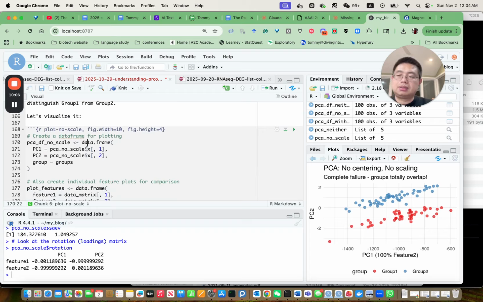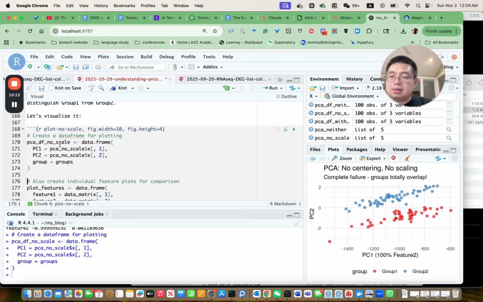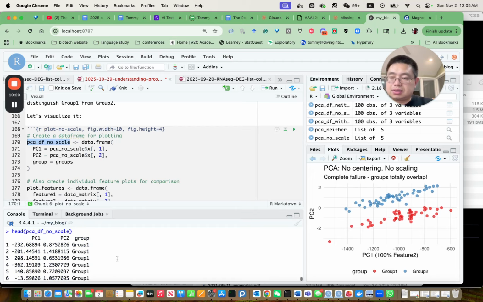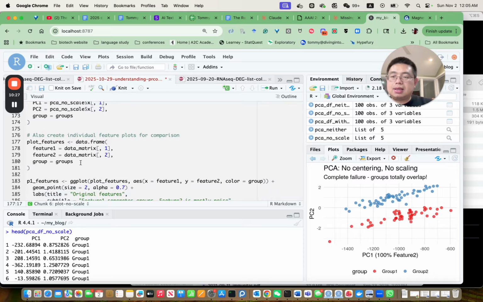Now, similar to the last code chunk, we just put the principal components into a data frame. If you look at the first 6 rows here, PC1, PC2, and then a group. But in this case, no scaling, only centering. And we will also plot the raw data side by side. Essentially, the data matrix, the first column and the second column, those are the raw data. And now group equals groups.